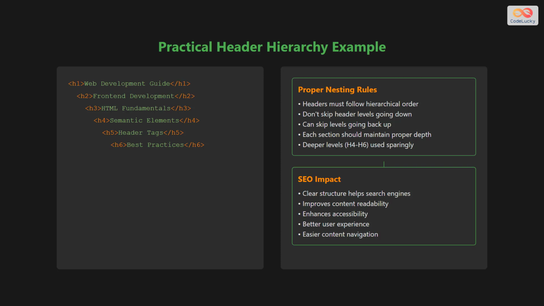Headers must follow a hierarchical order, and you should not skip header levels going down. You can skip levels going back up. Also, each section should maintain proper depth, and deeper levels like H4 to H6 should be used sparingly. A clear structure helps search engines, improves content readability, enhances accessibility, betters user experience, and makes content navigation easier.